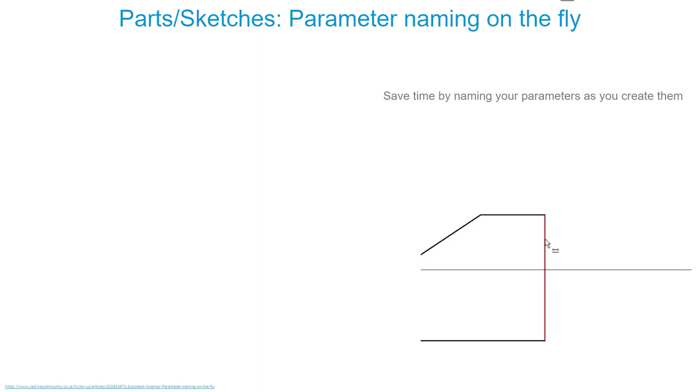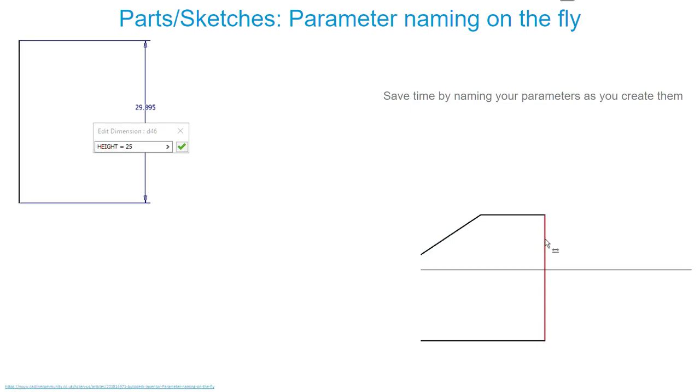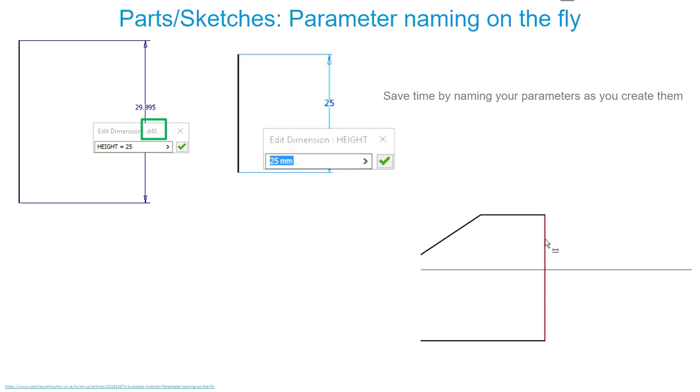Now, one of the cool things I added to Inventor was the ability to name parameters on the fly. Right? So if you, in a dimension dialog, for instance, like this, if I start adding a name, so you can see that it says height equals, Inventor doesn't know what that means yet, that's why it's red. But as soon as I put a dimension in there, 25, it goes, you're clearly renaming this parameter, and it sticks it in. So you'll see that it was originally D46, it becomes height.